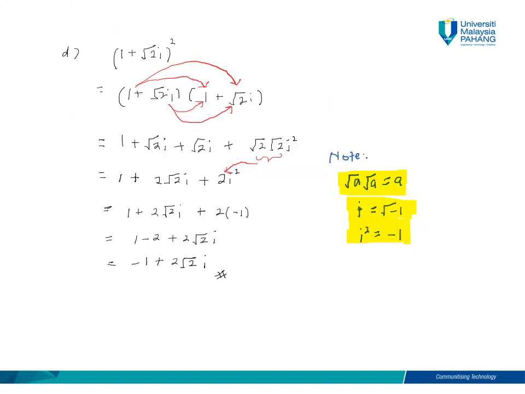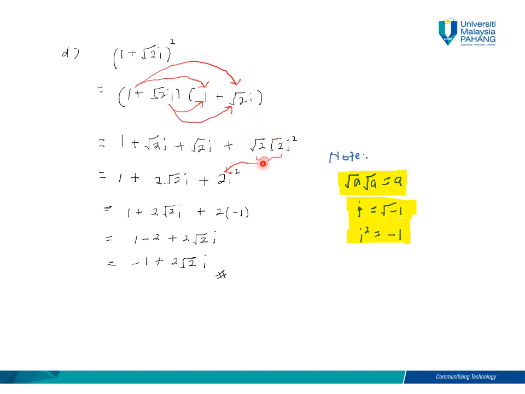This one I want to show you, example D, how to find the solution for D. Because we have a square root here, 1 plus square root 2i, in brackets squared, which means 1 plus square root 2i times 1 plus square root 2i. You just multiply each of the values, so you get 1 plus square root 2i plus square root 2i plus square root 2i times square root 2i.